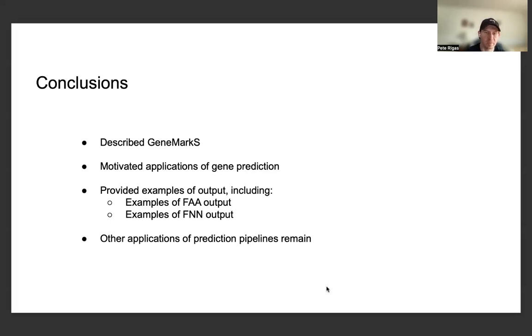From the possible output files that the algorithm produces at each step of the workflow that we also described earlier in the presentation, we provided some examples of the output, including examples of the FAA output as well as examples of the FNN output. And this is interesting, at least for future potential applications of prediction pipelines, which remain.